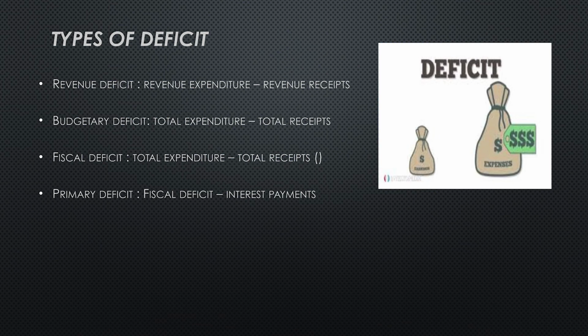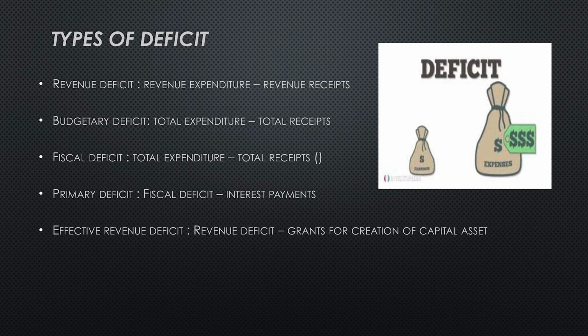Next is effective revenue deficit. This is a new concept. Here we have added one new word before revenue deficit, that is effective revenue deficit. So the only thing we are doing here is excluding those grants which have been used for the creation of capital assets. Because it has created assets, we are trying to exclude this from the deficit part, because in reality that is not a deficit, but it may look so.